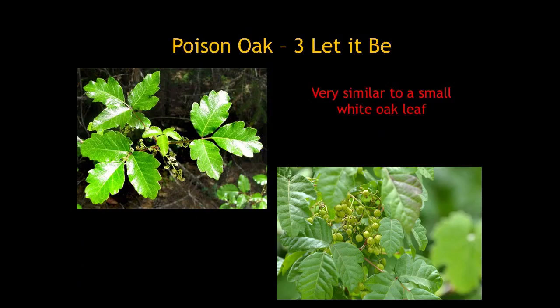Next we have poison oak, and yes, it does kind of look like an oak leaf. Notice how the lobes are a little more rounded, not as pointed as poison ivy. But if it's three, let it be. It's a common vine too, but I see it more along the ground, and there's those berries. Remember, poison oak looks a lot like poison ivy. If it's three, let it be poison oak.